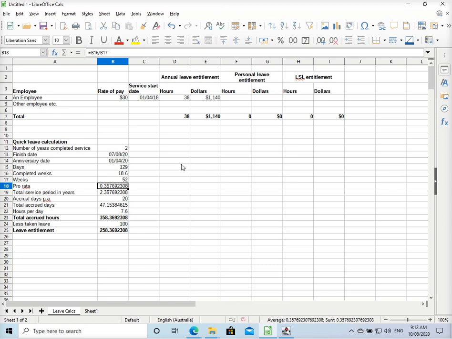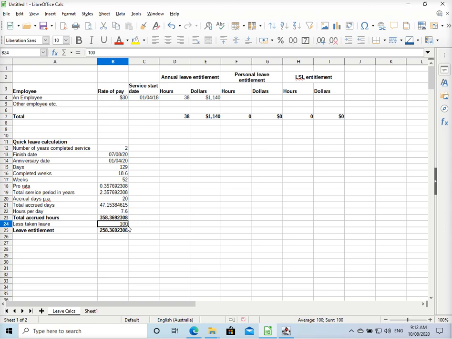So the calculation here is 18.6 weeks divided by 52, which is pro rata that much off a year. And so the total service period in years is this figure. It's 20 days per year. Multiply that out to get the total accrued days. 7.6 hours per day to get the total accrued hours. Okay, and then you want to subtract leave taken to get the leave entitlement.